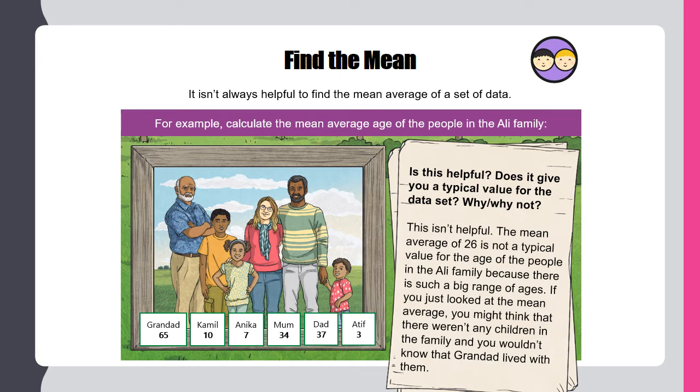We can see that if you just looked at the mean average, you might think that there weren't any children in the family, and you wouldn't even know that Grandad lived with them. You'd think they were all roughly in their 20s, and that doesn't help us with anything because their ages are so broad. So the mean average is really good at helping us when the data is closer together, when the numbers are similar in value.